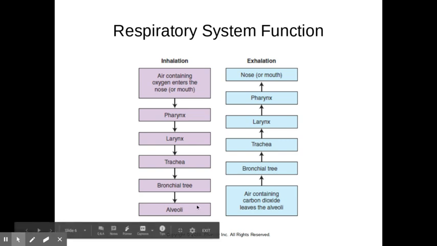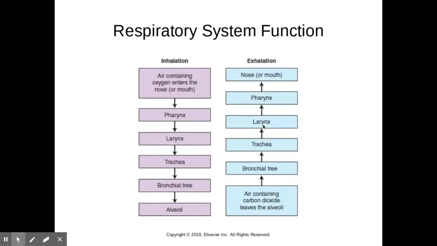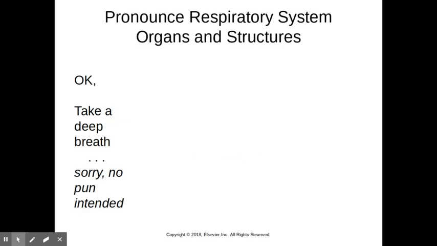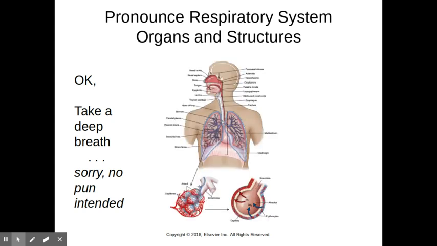But in the opposite way, when we breathe out, air containing carbon dioxide leaves the alveoli, goes up through the bronchial tree, up through the trachea or windpipe, the larynx, where the vocal cords are, the pharynx, the back of the throat, and then out the nose or the mouth. Okay, take a deep breath. Sorry, no pun intended.